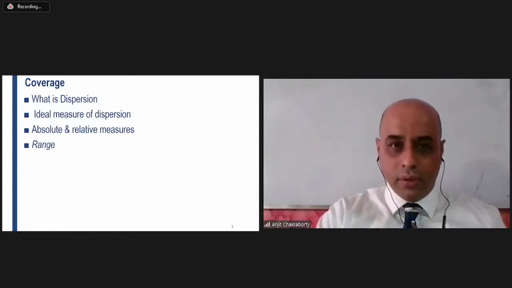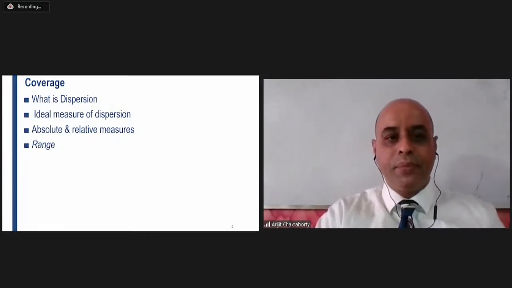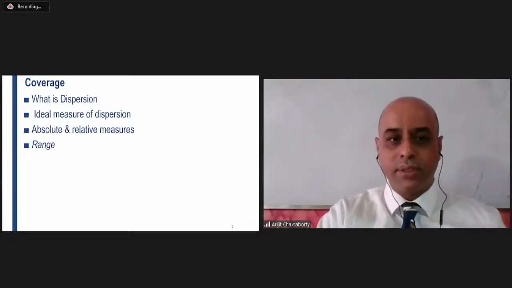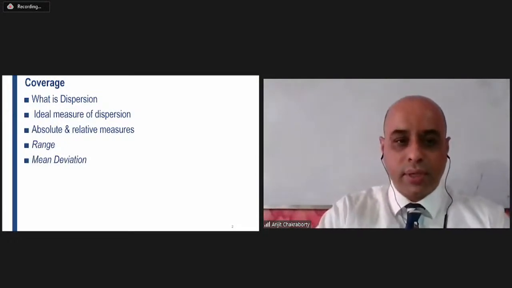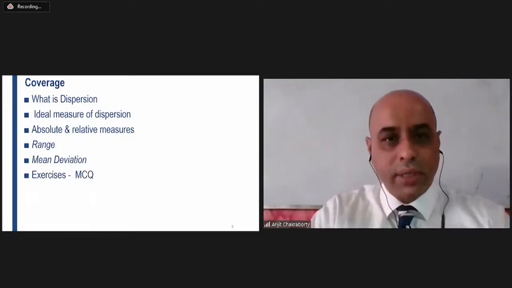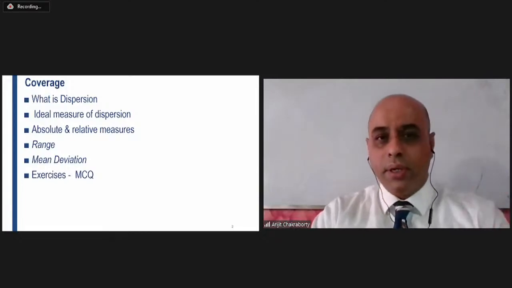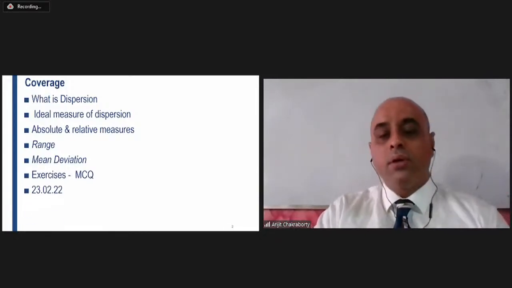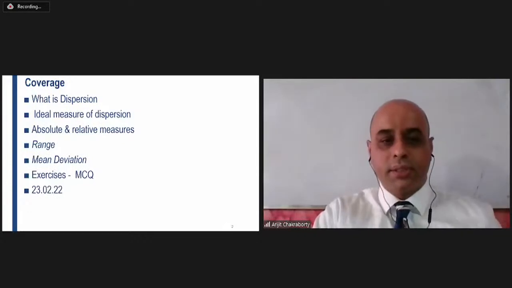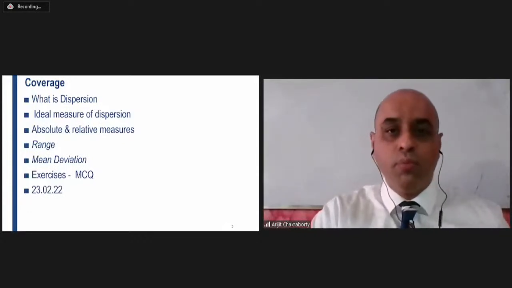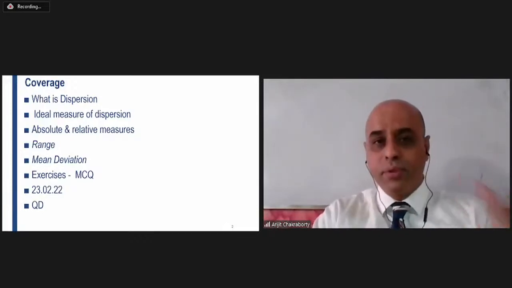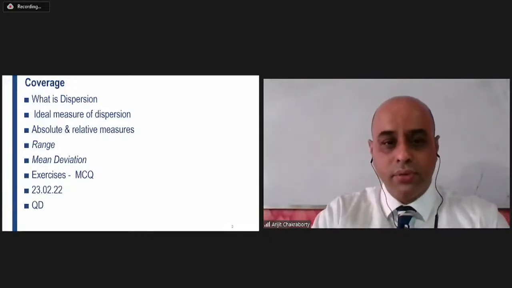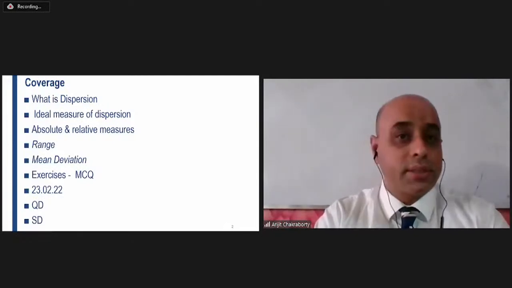In the syllabus which we have for the exam, there are four important areas. First is range, which we shall be completing today. Mean deviation, which is also going to be covered in today's session. And we will cover exercises from the exam point of view. And on 23rd, that is the next session, we shall be covering two more measures of dispersion. That is quartile deviation, in short QD, and SD, that is standard deviation.